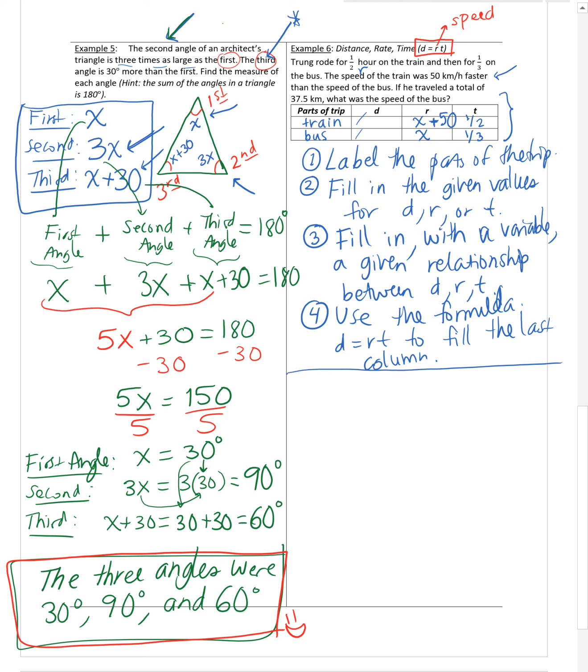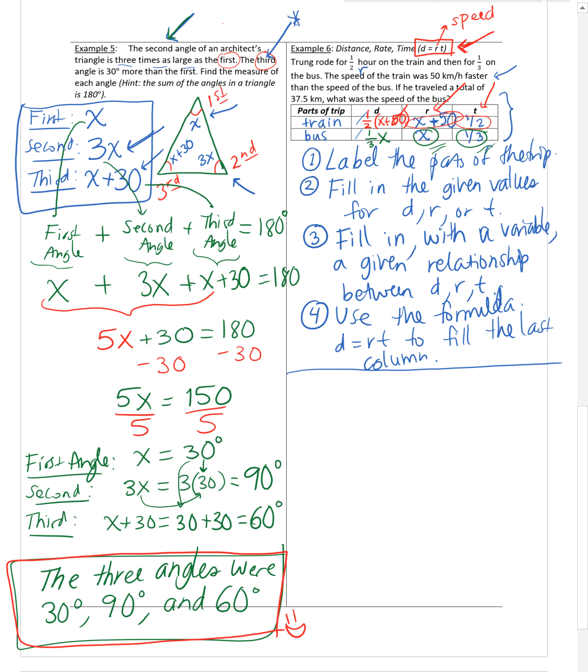So since distance is equal to rate times time, if I focus on the train, the distance that the train traveled is its rate times its time. That's 1/2 times its rate, X plus 50. Notice I'm just taking what was in the rate column and the time column and multiplying them, since the formula says distance is equal to rate times time. And the bus is similar. His distance is equal to his rate, which was X, times his time, which was 1/3. So X times 1/3, or 1/3 times X, would be the distance, since distance equals rate times time.